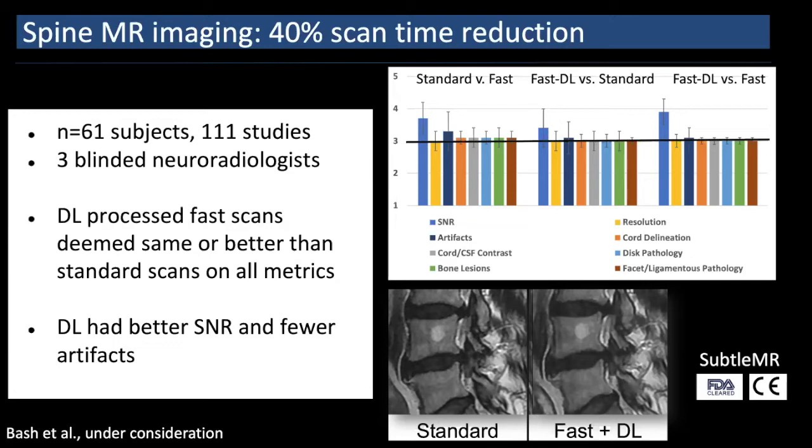And in these cases, their opinion was that the fast scans were the same or better than the standard scans on all of the metrics. And in fact, the deep learning methods had better SNR and fewer artifacts. And in fact, not only Subtle Medical, but other companies such as GE have developed denoising algorithms that are FDA cleared and starting to enter clinical practice now.